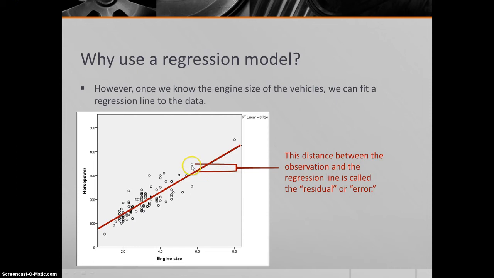So we could say, if you had a point way up here, there'd be a large residual. If it's really close to the line, a very small residual, very little error. And the distances we refer to as the residuals. So this distance, this distance, that distance, this distance, those are the residuals.